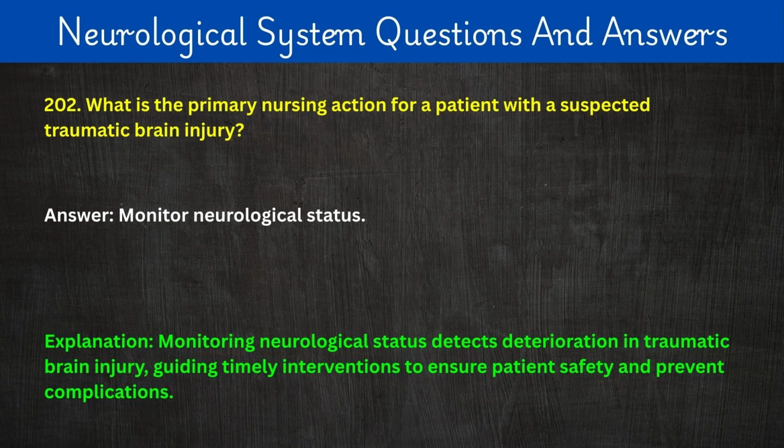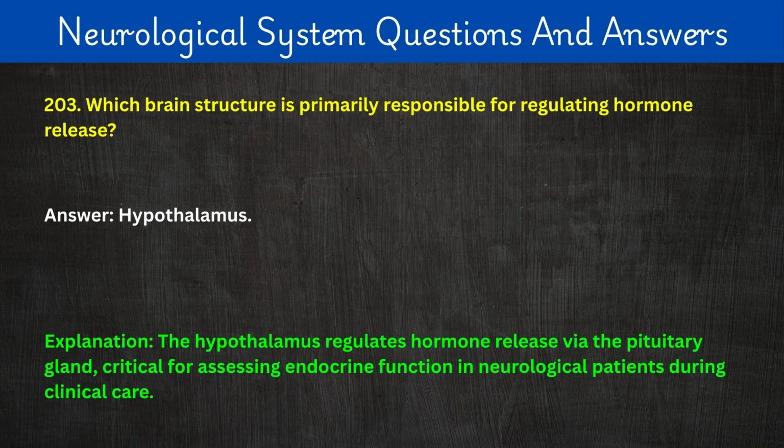202. What is the primary nursing action for a patient with a suspected traumatic brain injury? Answer: monitor neurological status. Explanation: monitoring neurological status detects deterioration in traumatic brain injury, guiding timely interventions to ensure patient safety and prevent complications.